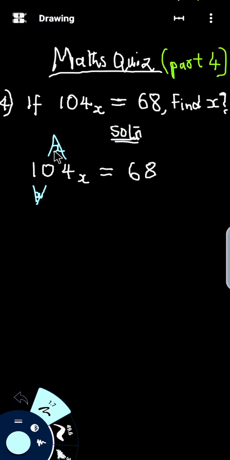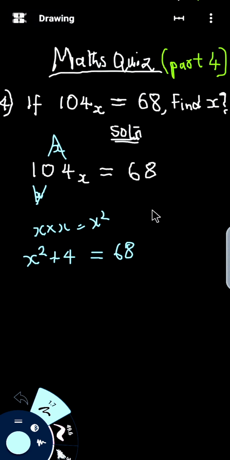Now x times x is like having x times x. And x times x will give you what? x squared. Good. And then x squared plus 4, that is our final result. So our final result is x squared plus 4. So that is it in base 10. And this is equal to 68, because 68 is already in base 10.